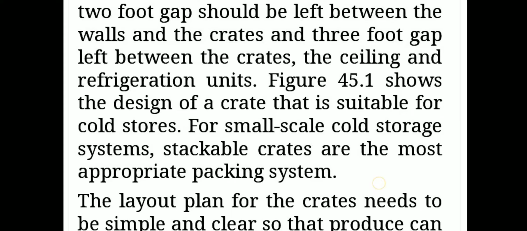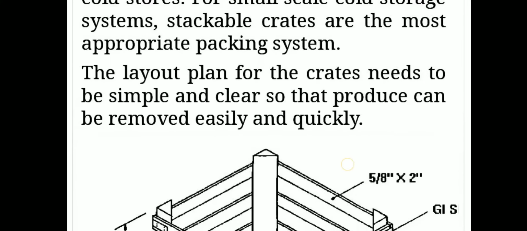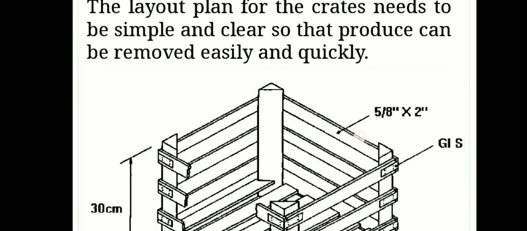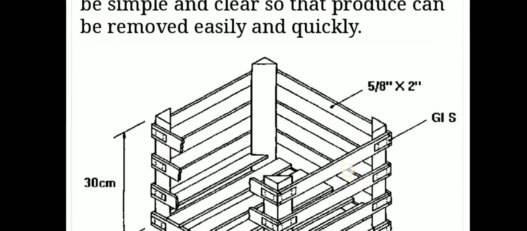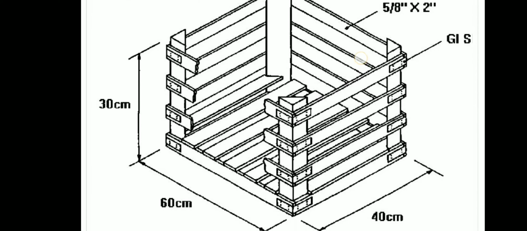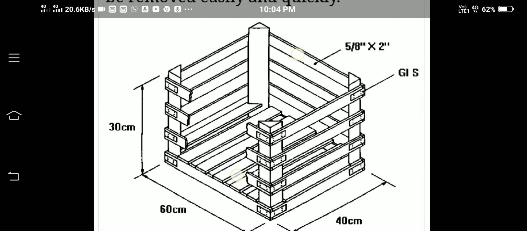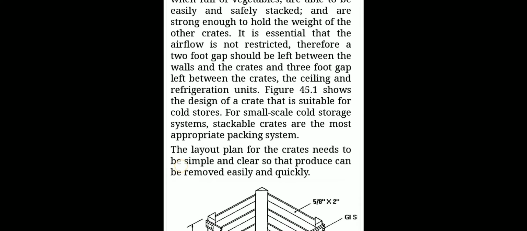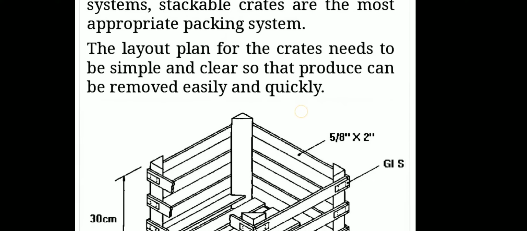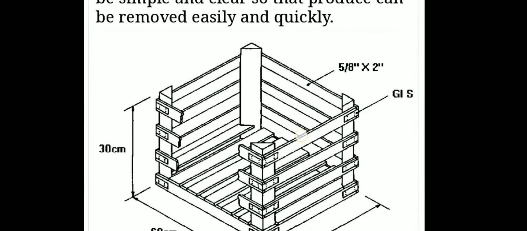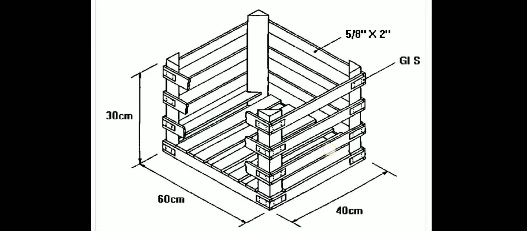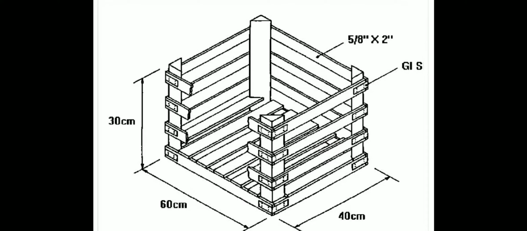So for small scale, the layout plan for crates needs to be simple and clear, so that produce can be removed easily and quickly. We can see in this figure how crates need to be stacked. So crates should be stacked like that, and how much space should be there.